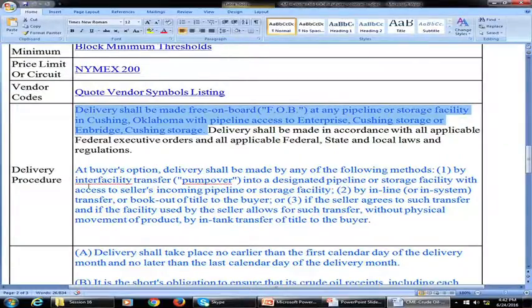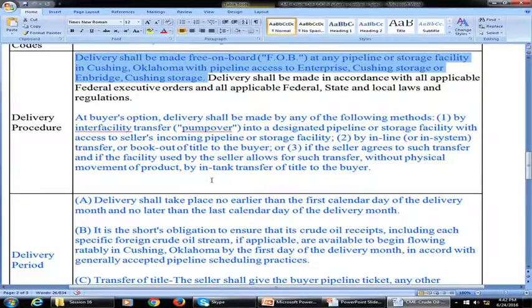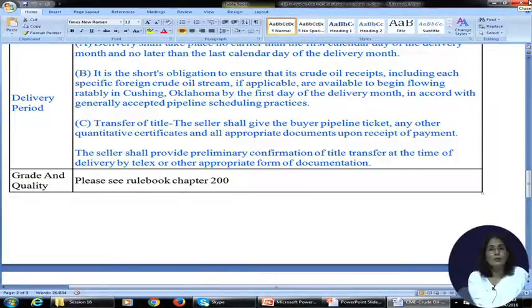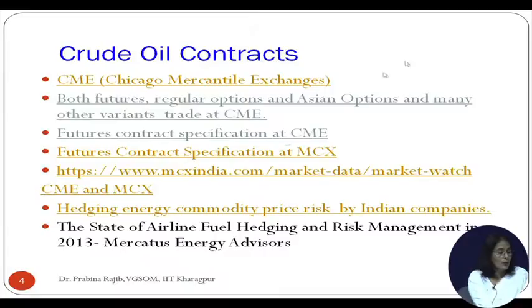And which is the delivery option? It is the buyer's option. So if the buyer wants to take delivery, the seller has to deliver the underlying crude oil at this designated delivery location, which is Cushing, Oklahoma. Other details are there, I am not going into them. We have already discussed this aspect in the earlier sessions.